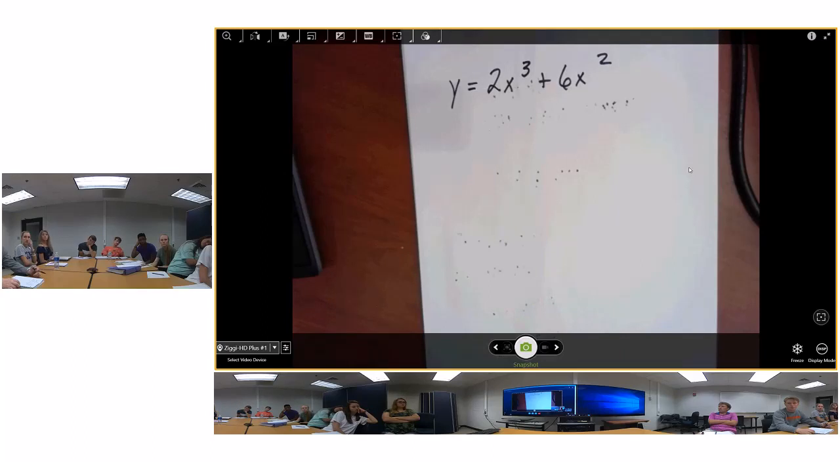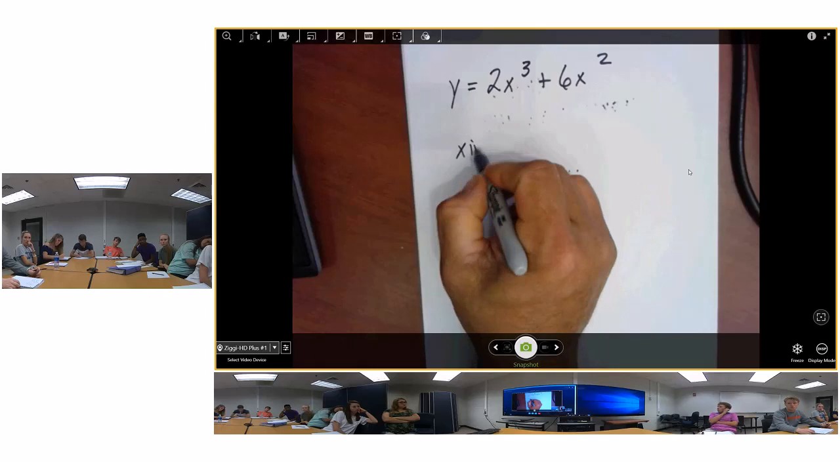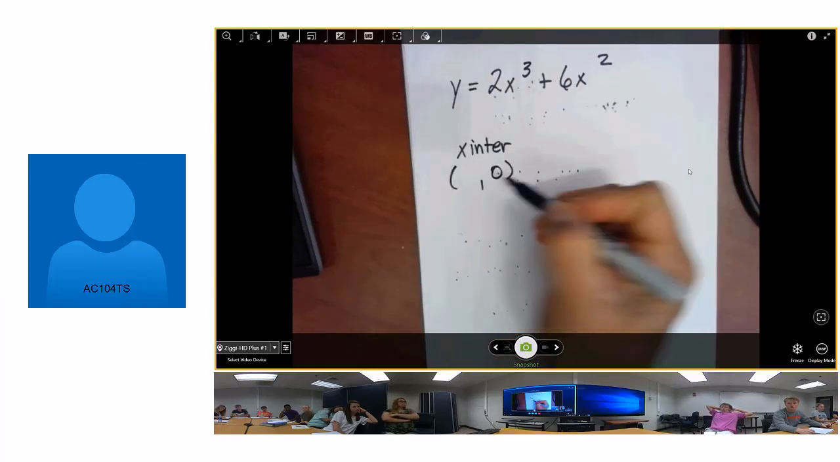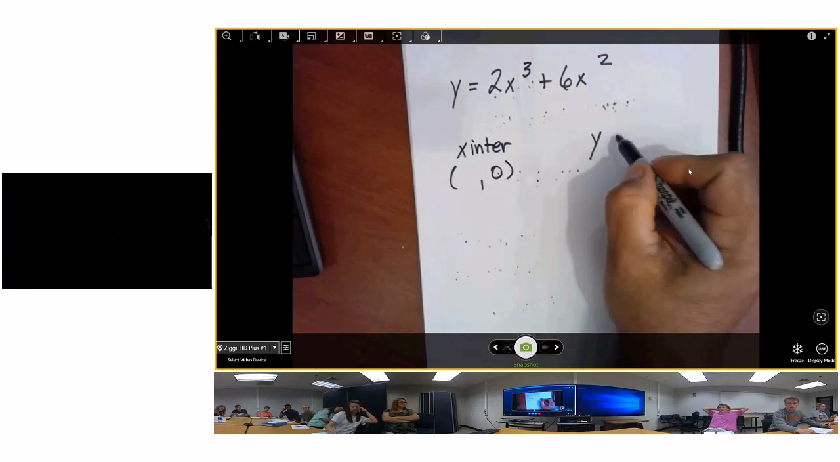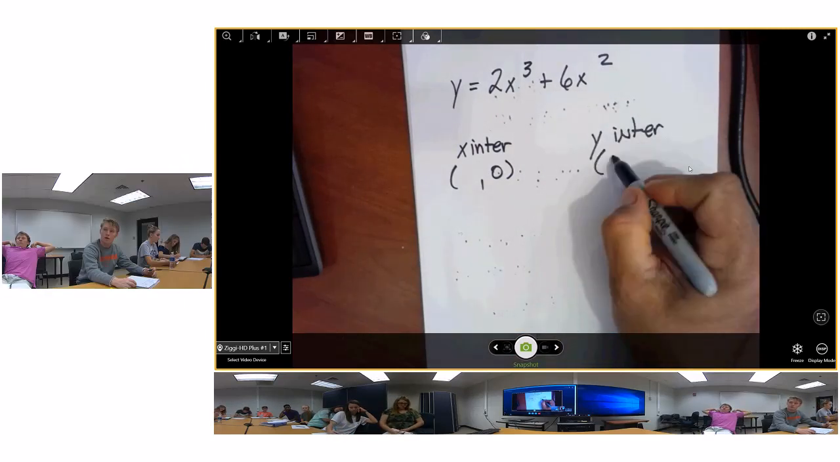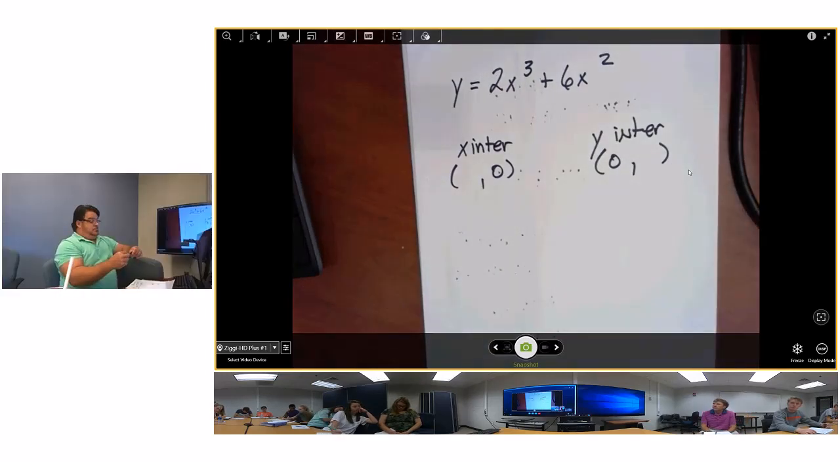Would you plug in your first x-intercept into that? Because y equals 0. Put y equal to 0. Okay, that defines which intercept? The x-intercept. X-intercept, 0 for y. Y-intercept, 0 for what? 0 for x. Now, plug and chug. See what you get.